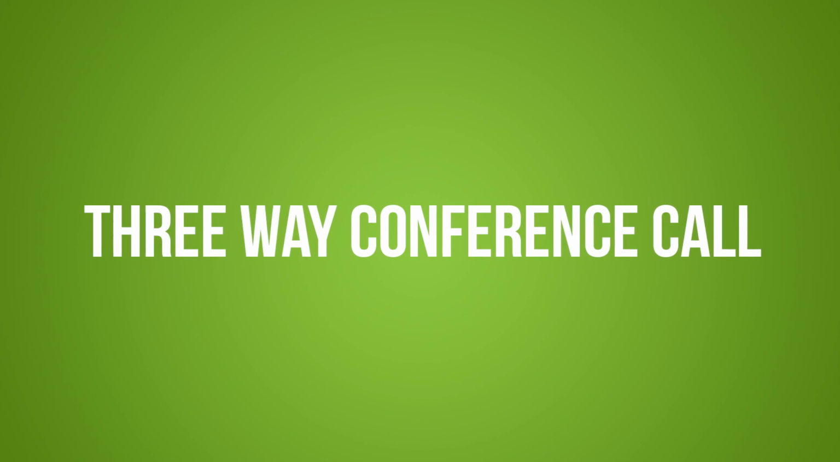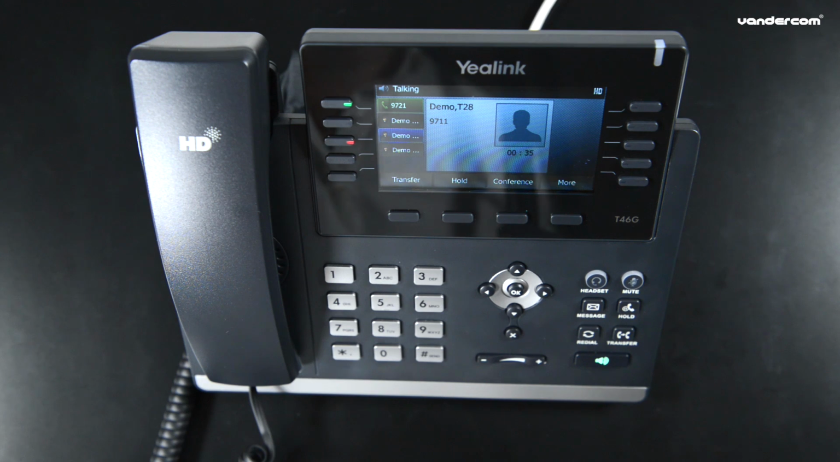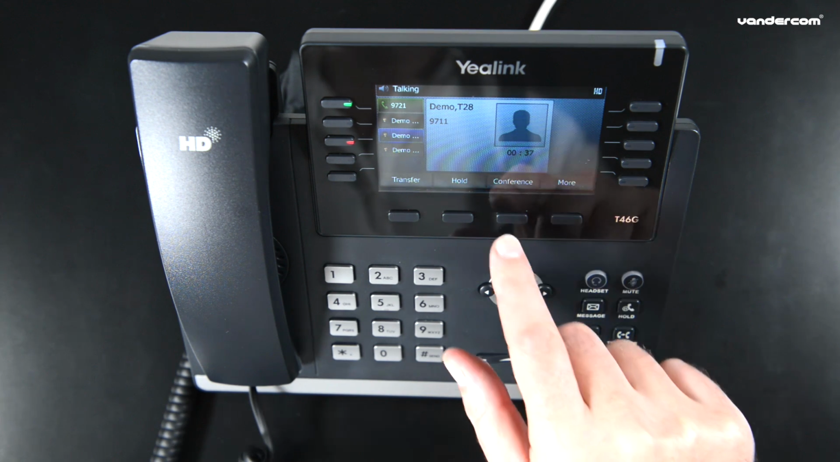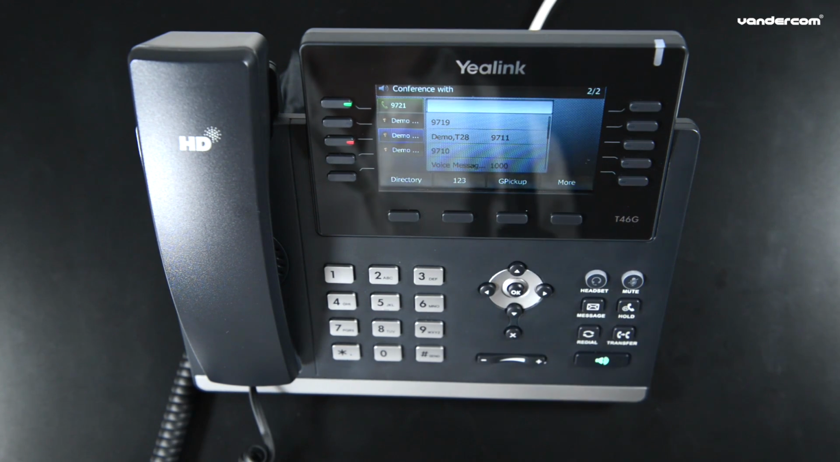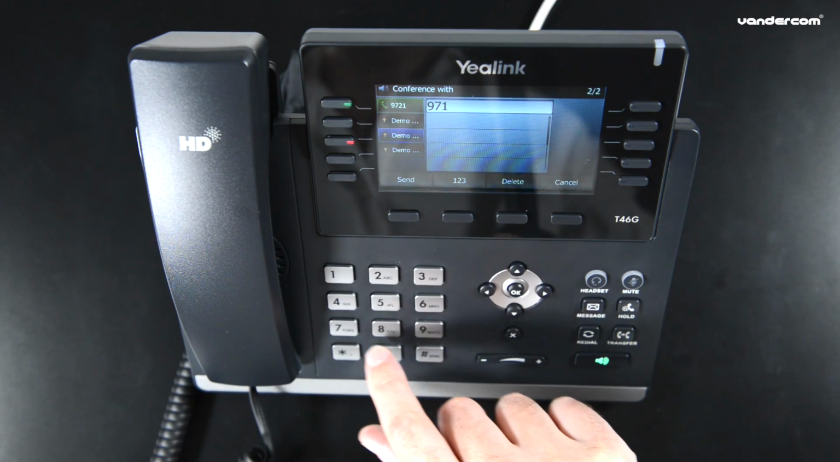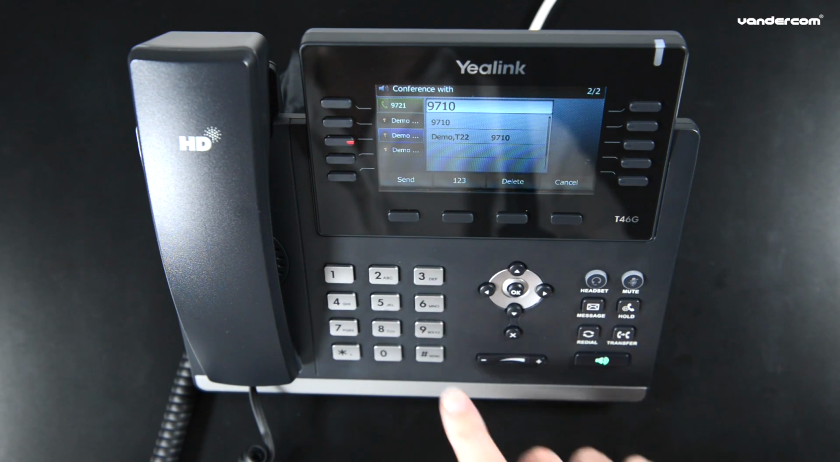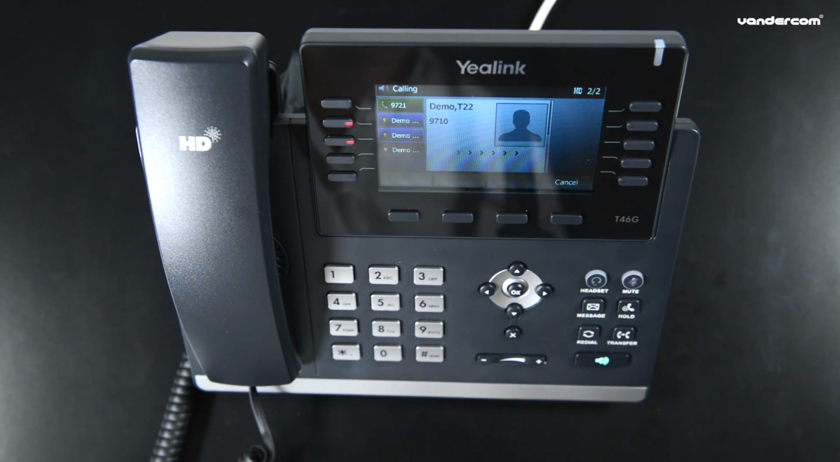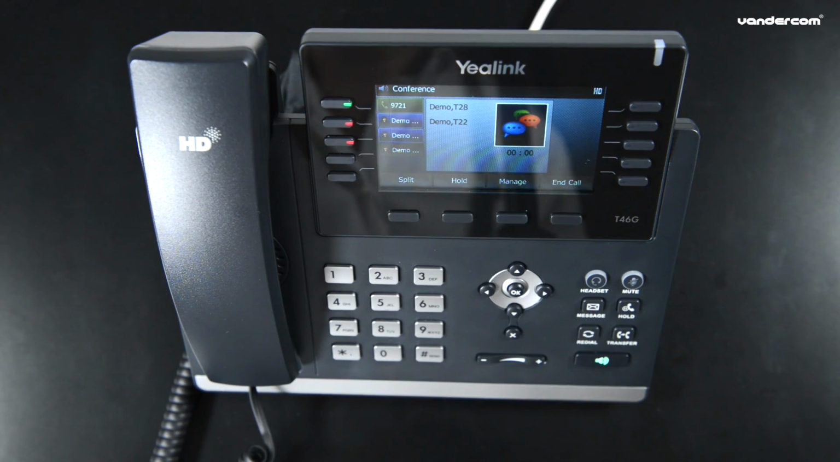Three-way conference call. When a call is in progress, press the conference button. The caller will be placed on hold and hear hold music. Dial the extension number you wish to conference, or the outside number such as a colleague's mobile. Speak to the person and see if they are available to join first. Press the conference button again. You are now in a three-way conference call.